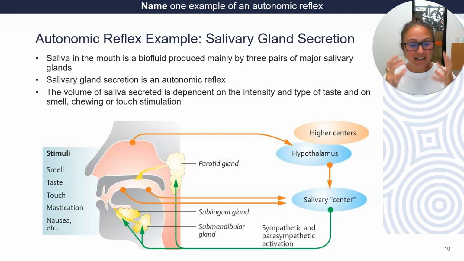Things are happening and tell your glands what to do. Now, you can't stop this from happening. It happens in a very, very pre-programmed neural network. Yeah? So here we go. Here is your higher centers, your brain. The hypothalamus tells your salivary center to please release some of that saliva.